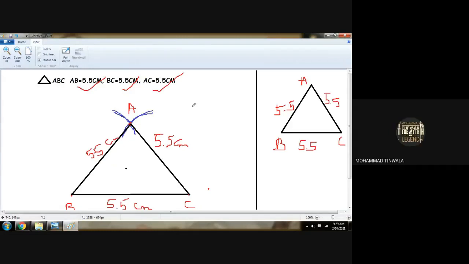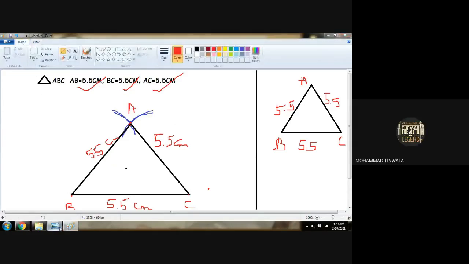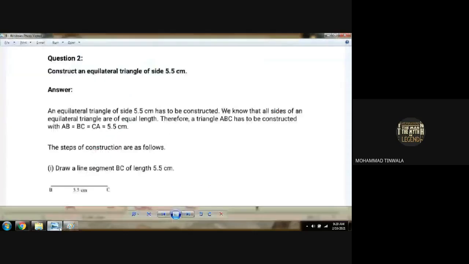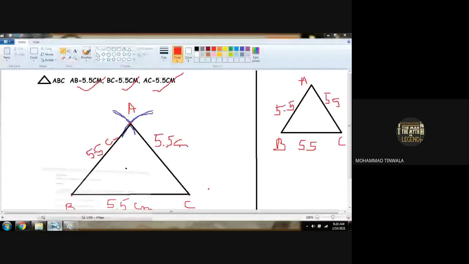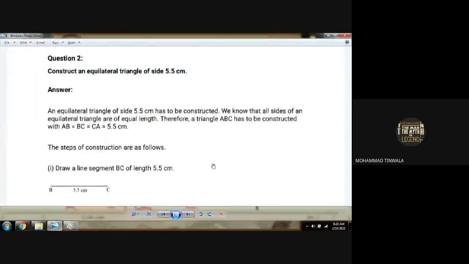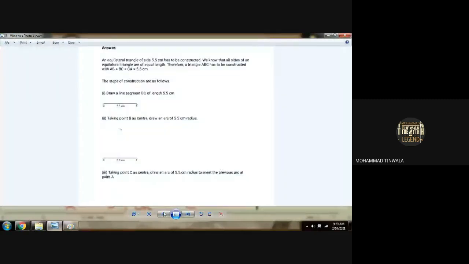Anybody has any doubt with the construction work we did up till question number 2? So we have completed up till question number 2 in this exercise 10.2. Okay? We will continue from question number 3 for this exercise.